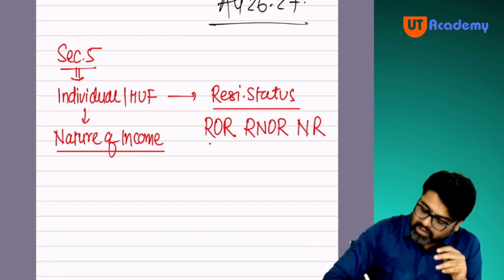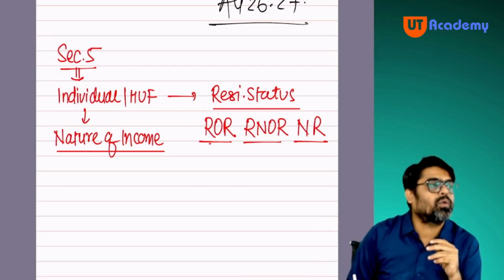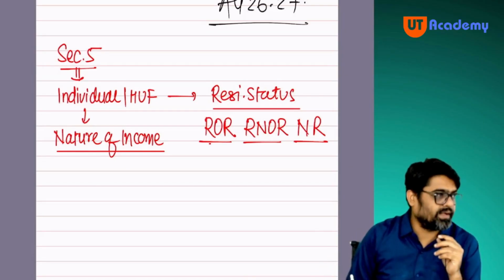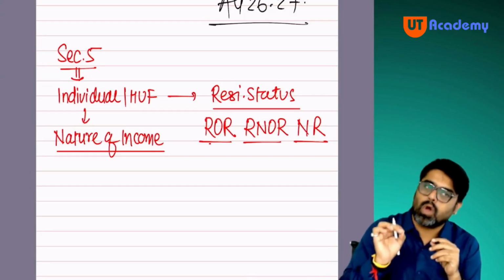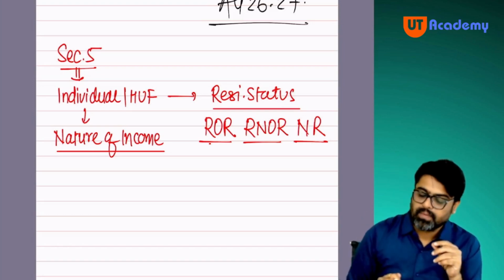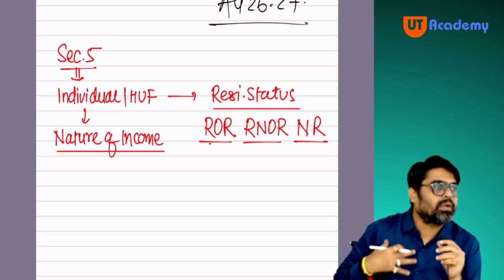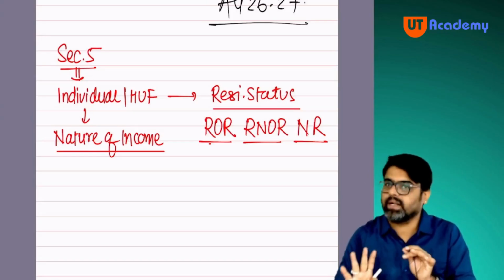So the residential status can be ROR, RNOR, NR. Full form: ROR means resident and ordinarily resident, RNOR means resident but not ordinarily resident, NR means non-resident. Yes or no? I have yet to discuss this, but right now understand that these three residential statuses are possible.